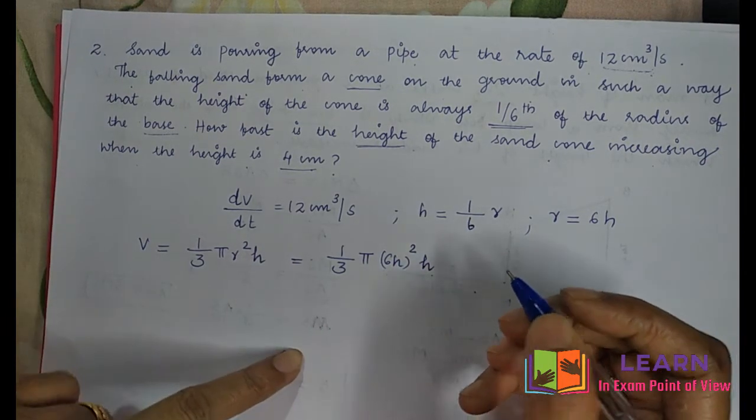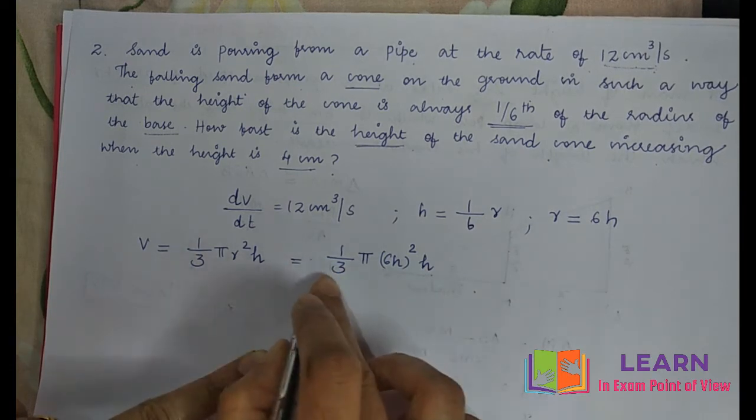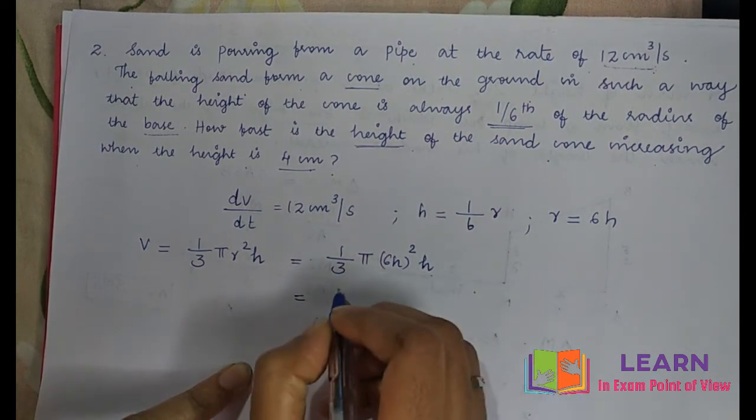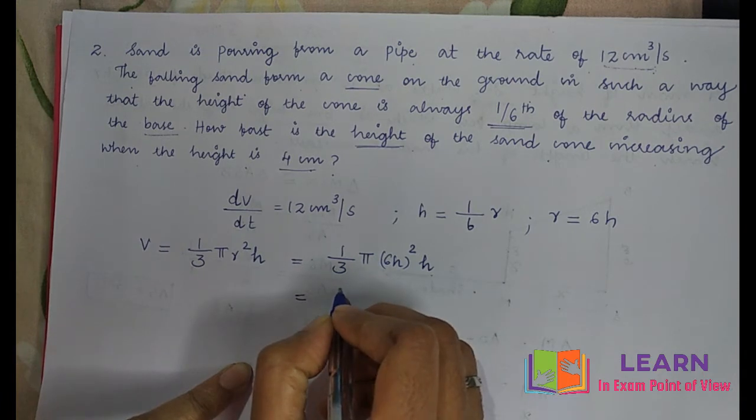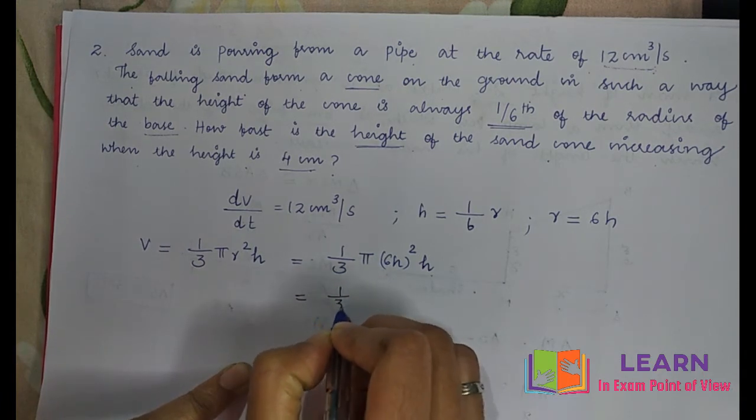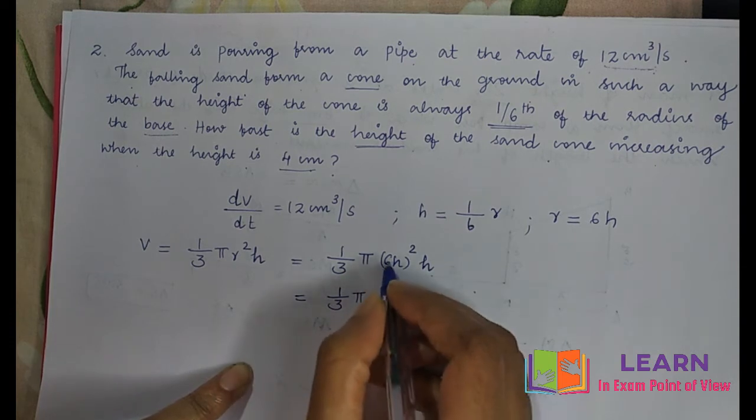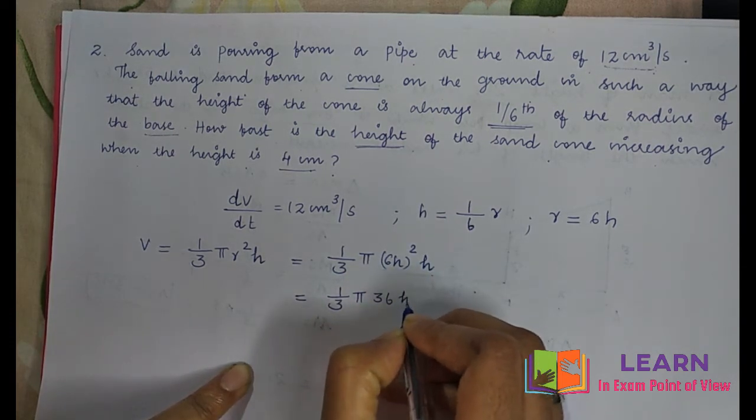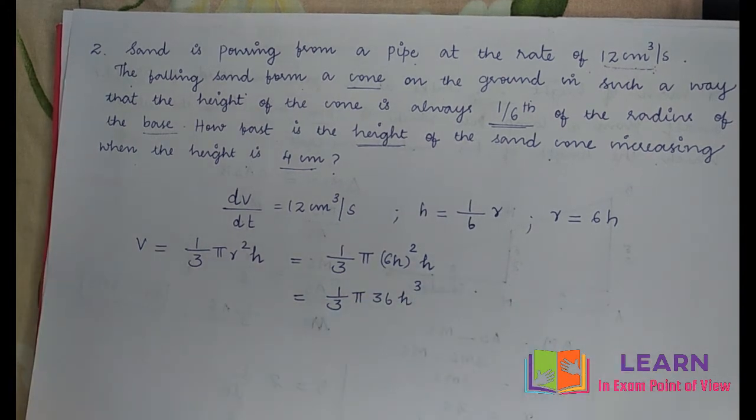Now you can write it as 1/3 pi 6 square, which is 36, h cube will come, right?